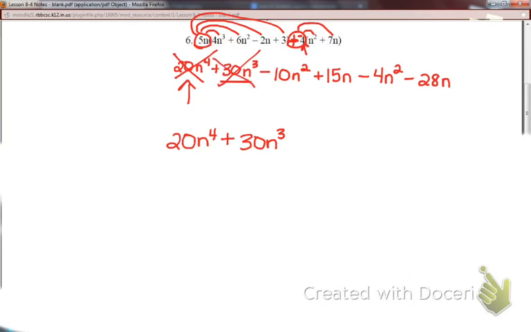Then you should notice that you see a couple n squareds. You have this one here and this one here. Look in front of them and be careful. This is a -10n squared.